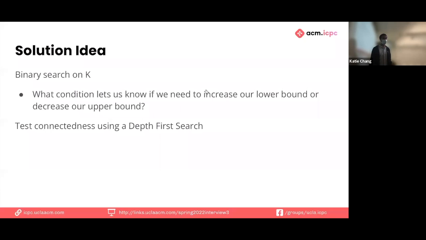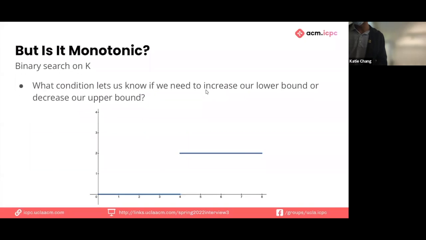So now I want to talk a little bit about the intuition of using a binary search on K. And that is, is this graph monotonic? We talked about how a graph is either connected or not. And depending on if the graph is connected, we want to decrease the bound. If the graph is not connected, we want to increase the bound. So we have two states that the graph can be in, a 0 or a 1. So is this graph monotonic? And that's kind of the real question.